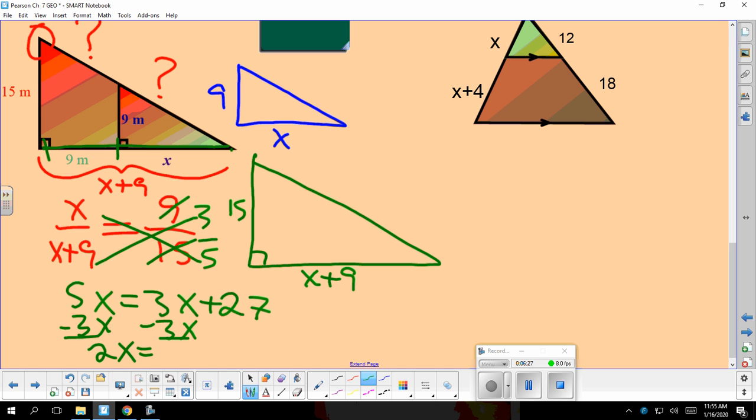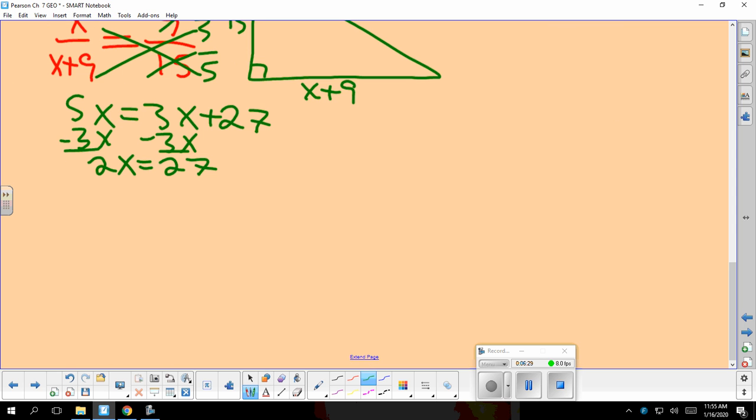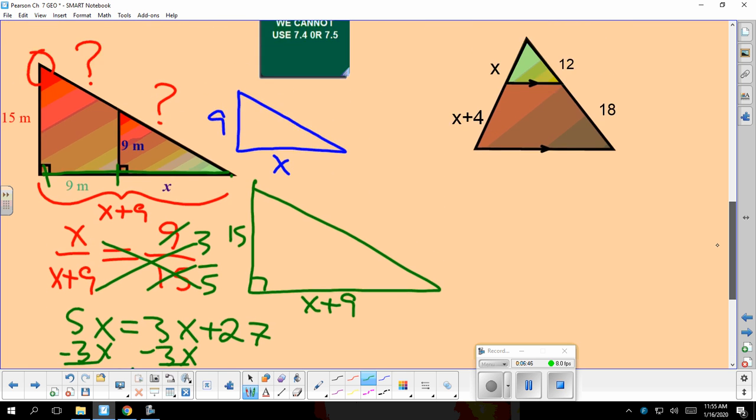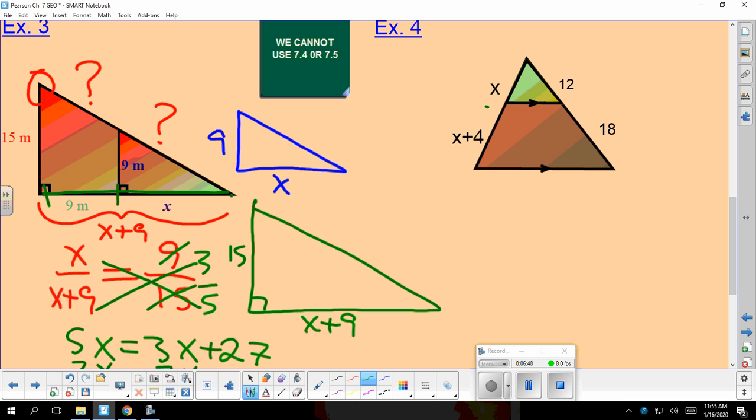If 2x equals 27, divide both sides by 2. X equals 13 and a half. This next one, I can set up just like this.